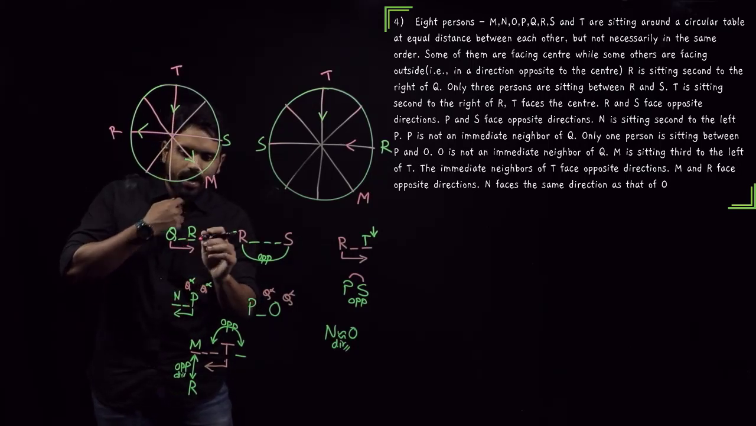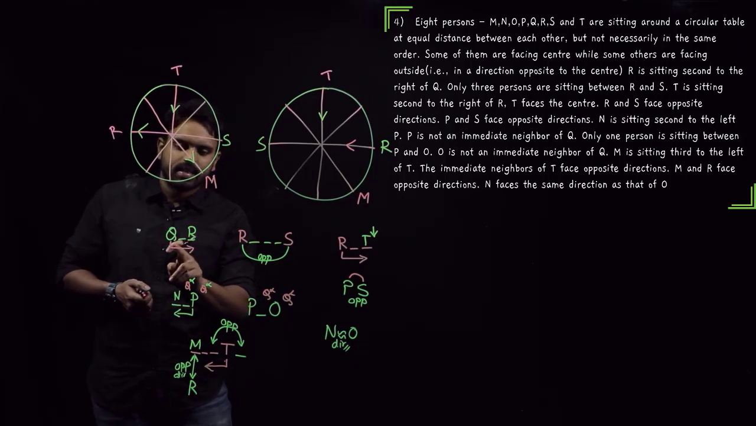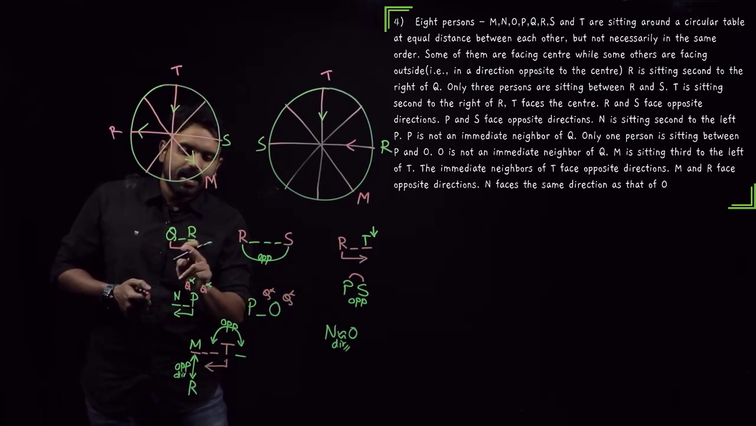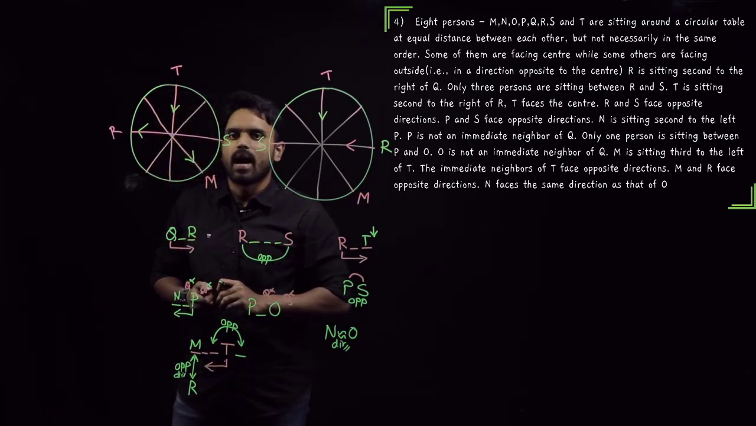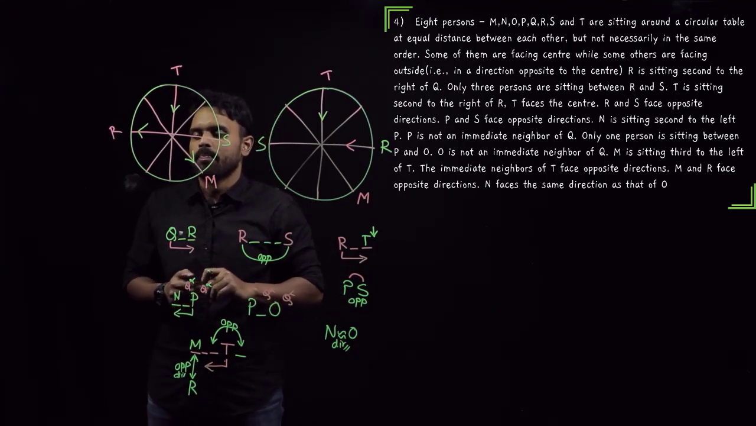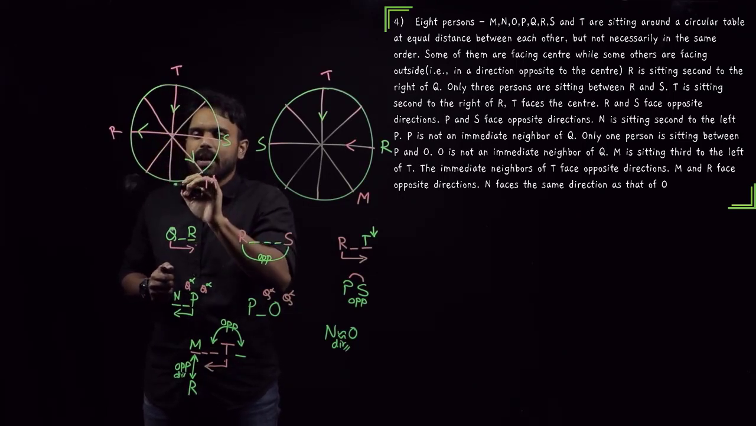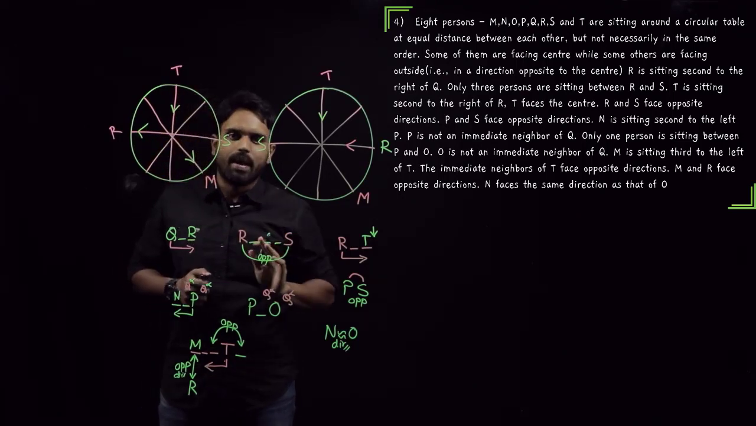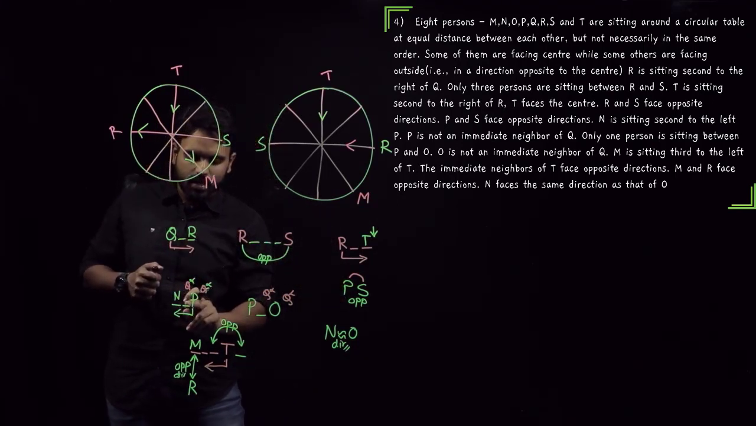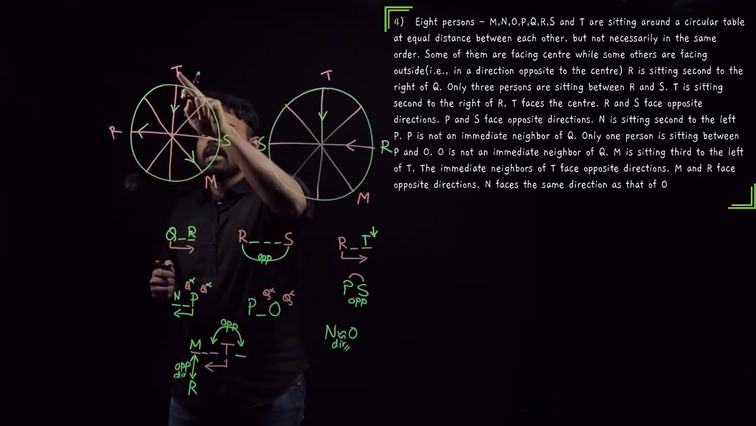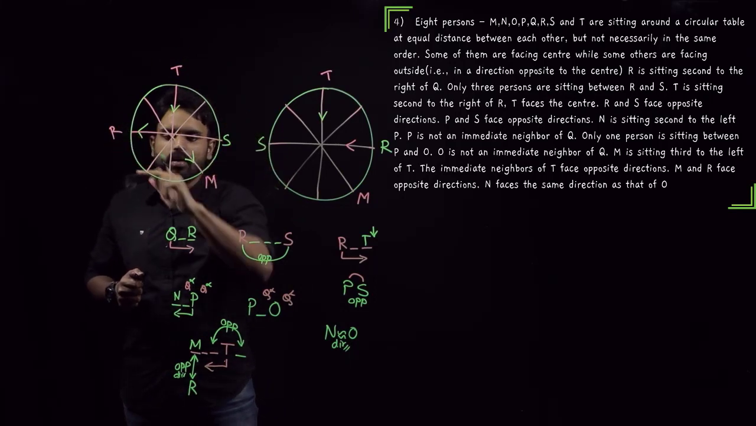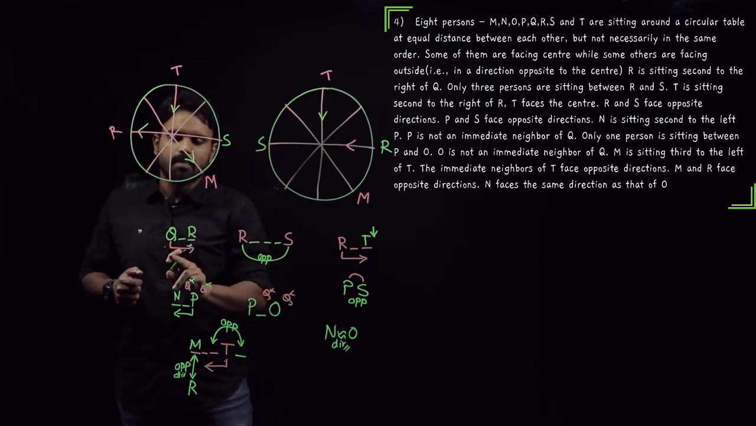So now, Q and R. R sits second to the right of Q. Now, second to the right of Q means there should be a position two places away, second to the right. So here or here. Here the position has already been taken by Q, so Q must come here for sure.